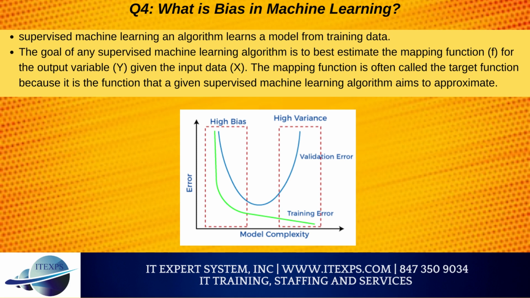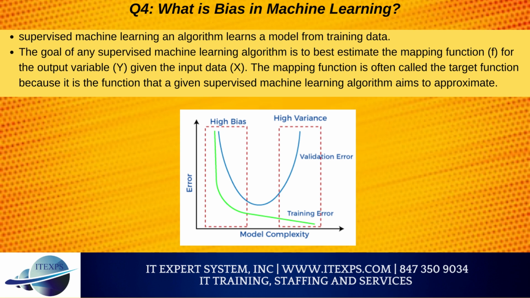Generally, linear algorithms have a high bias, making them fast to learn and easier to understand, but generally less flexible. Examples of low-bias machine learning algorithms include decision trees, k-nearest neighbors, and support vector machines. Examples of high-bias machine learning algorithms include linear regression, linear discriminant analysis, and logistic regression.